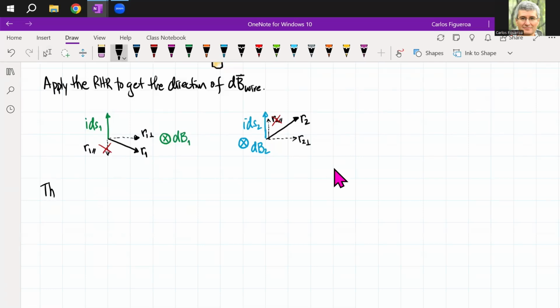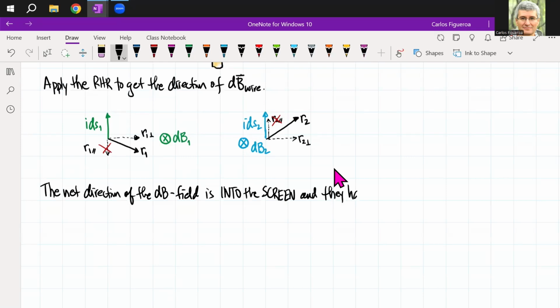So that means we can simplify the calculation. The net direction of the field is into the screen, and they have the same magnitudes since their displacements are the same.